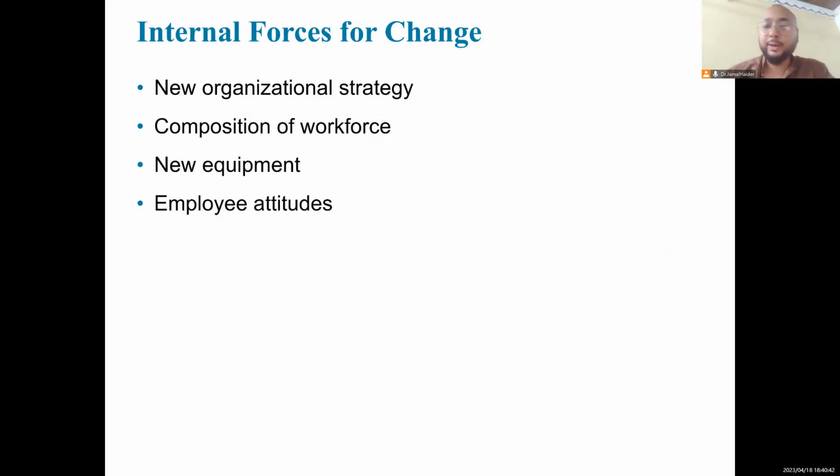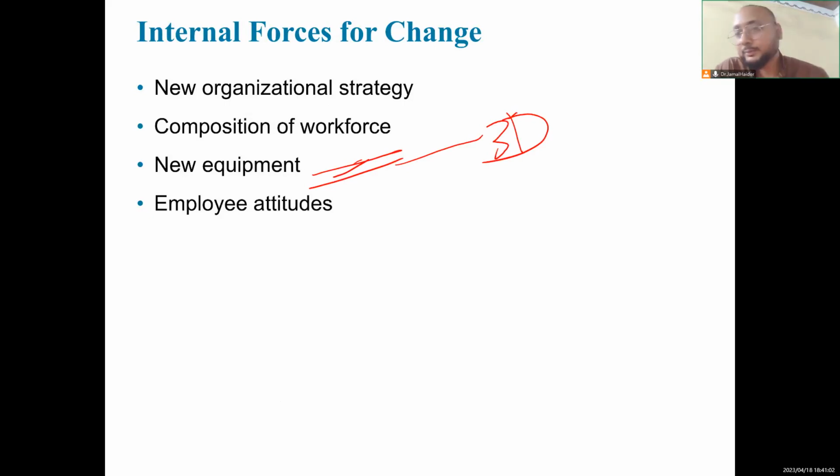The third one is new equipment, more equipment. What do we mean by that? From scanners to Xerox machines, copiers, they also included scanners, and now 3D printers. If you are installing those in organizations, then you must train the people. And do you think it would be easy for people to learn the new technology? It's very hard. So that's why you need to implement the change.